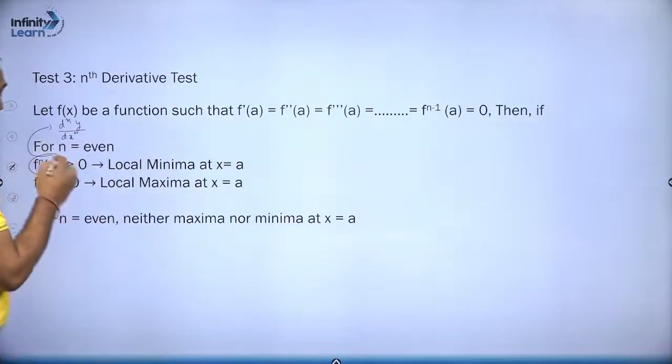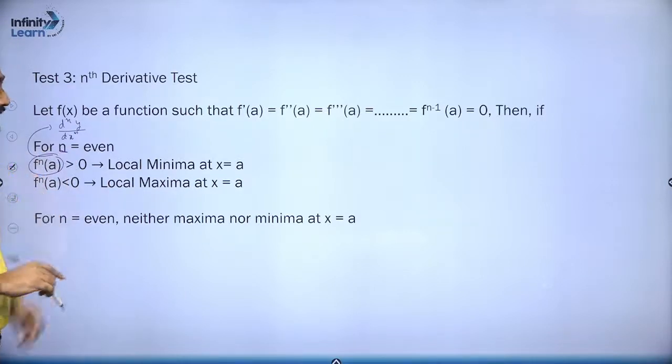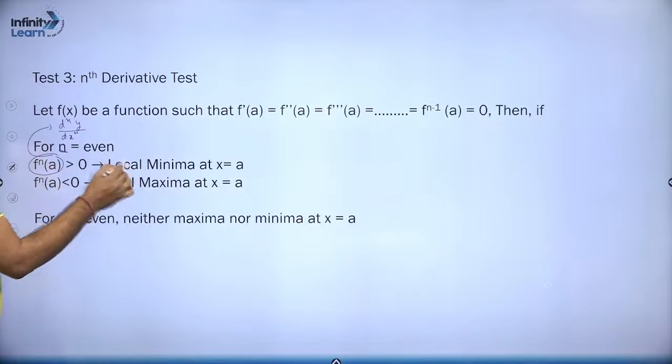And when you have done the nth derivative, if n is even, and if it is positive, I call it a local minima.